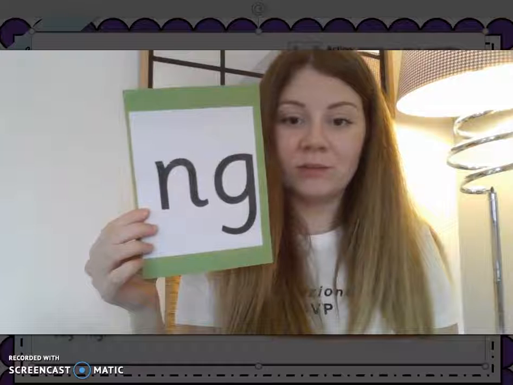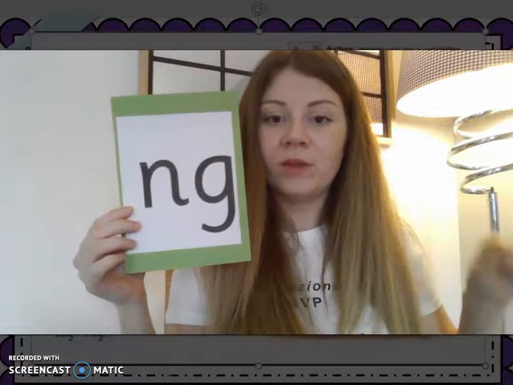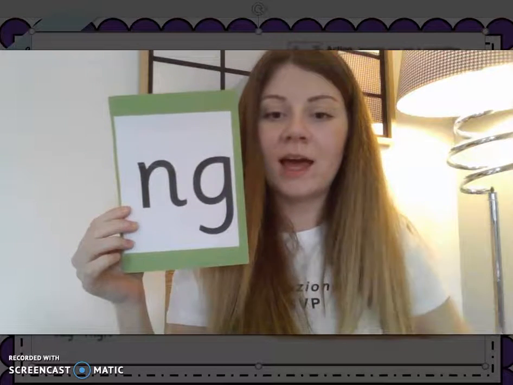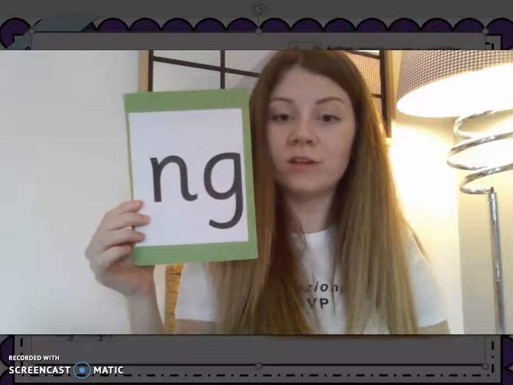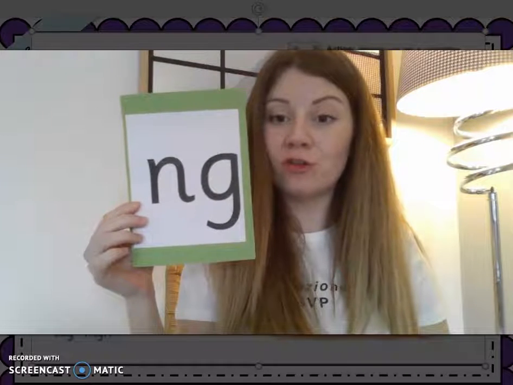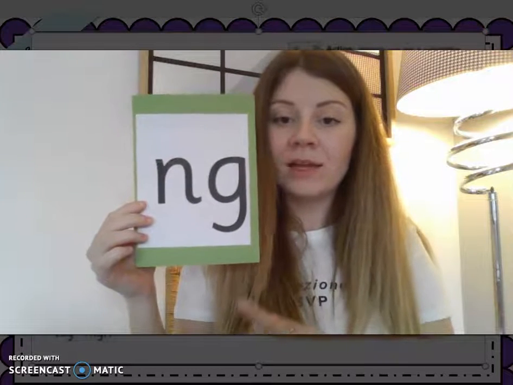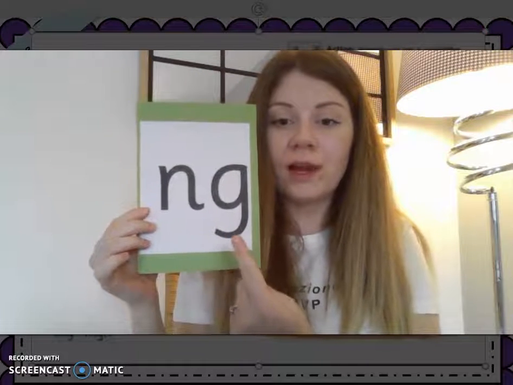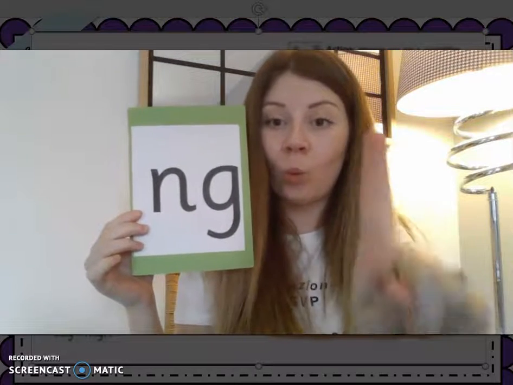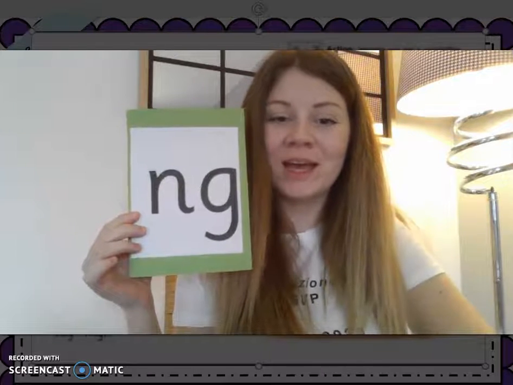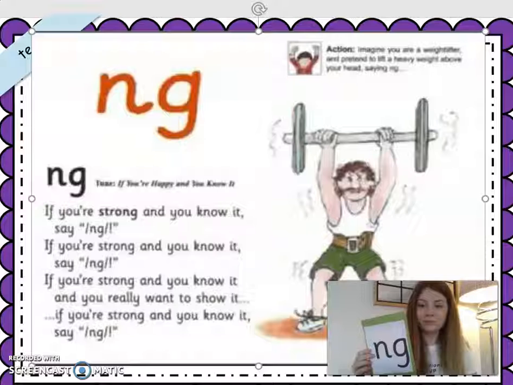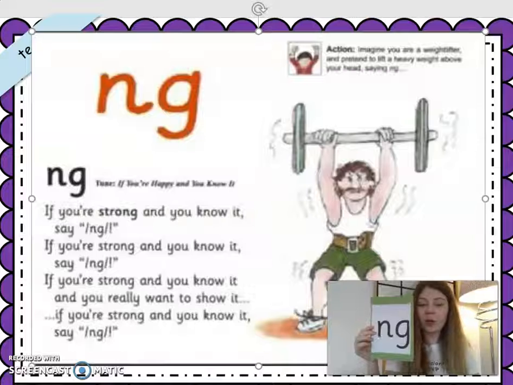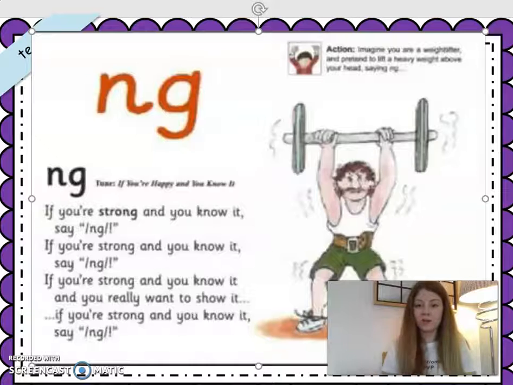This is our new sound. It makes the sound ng. And I'm going to explain to you what the action is and the story that goes with it. Now this sound is a digraph, which means it's got two letters that make one sound. Well done. Let's have a look at the story. So our new digraph, ng, is usually found at the end of a word, okay?